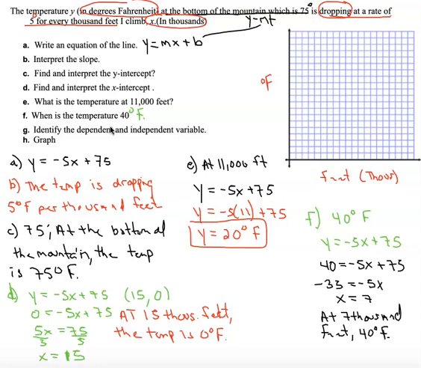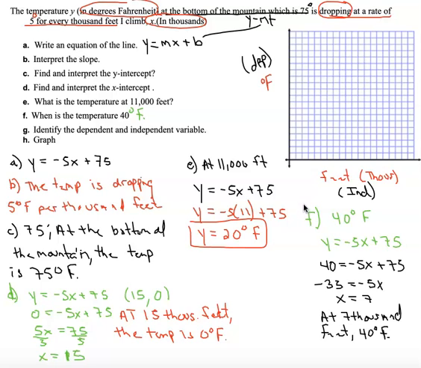Part G is find the dependent and independent variables. Your y coordinate is always your dependent. Your x coordinate is always the independent. And then the last part of this is the graph. Okay, make sure you label your axes, right? Feet and degrees Fahrenheit. You could use the equation, but you already have two critical points here.